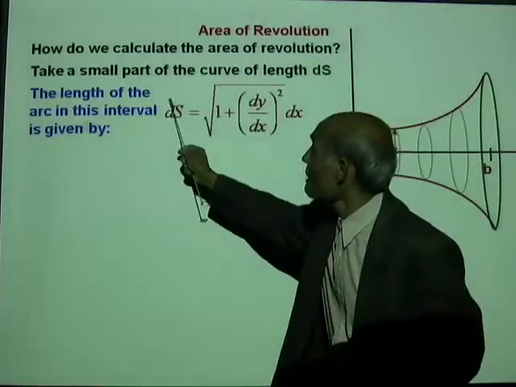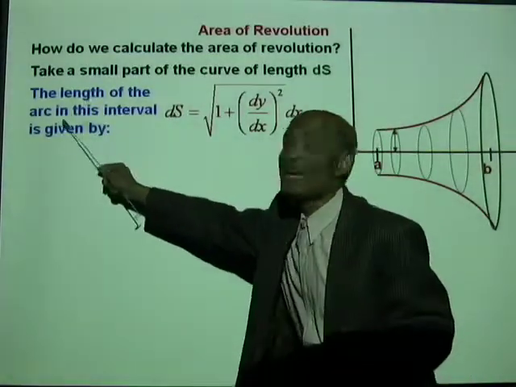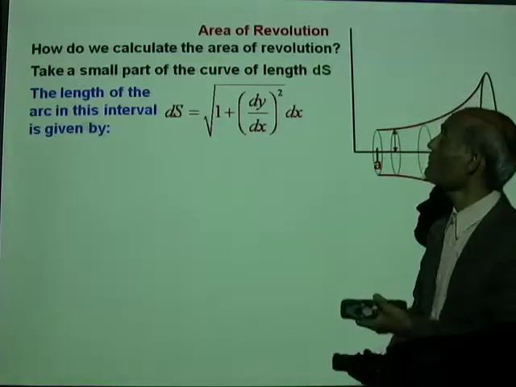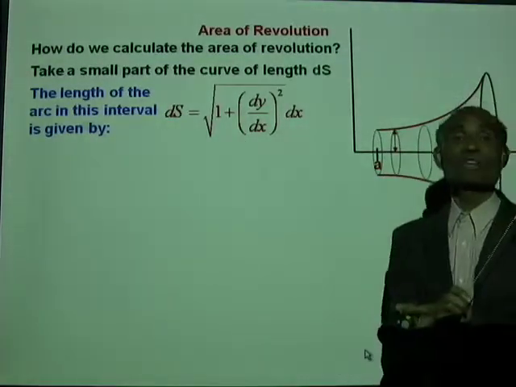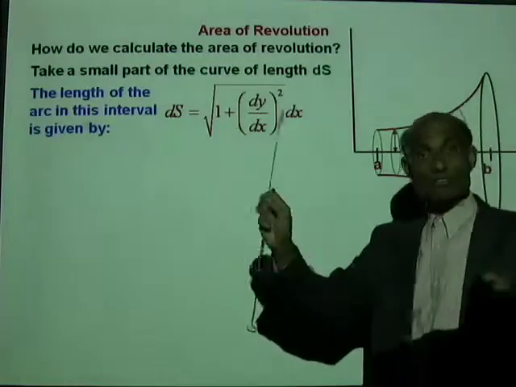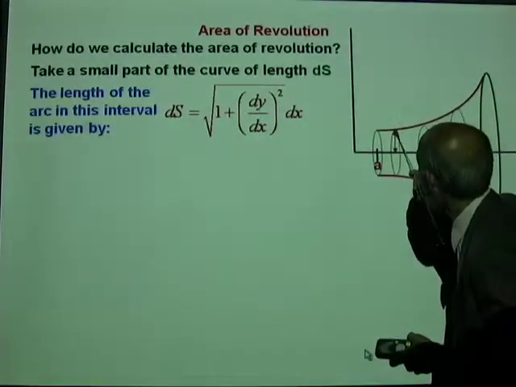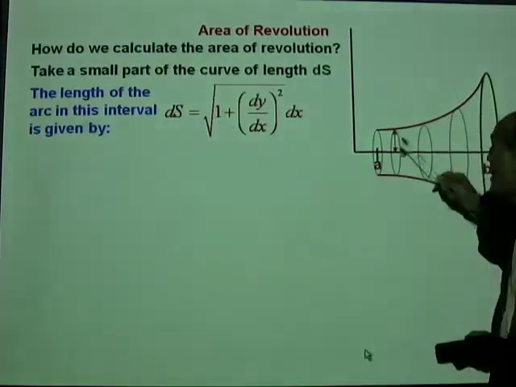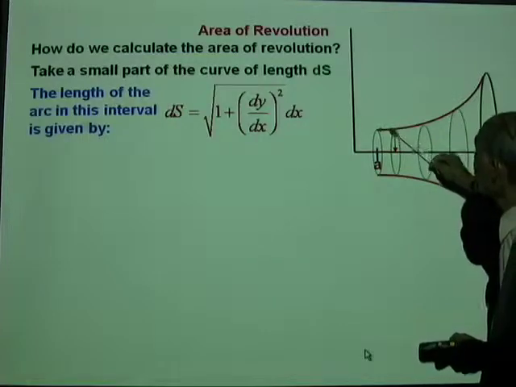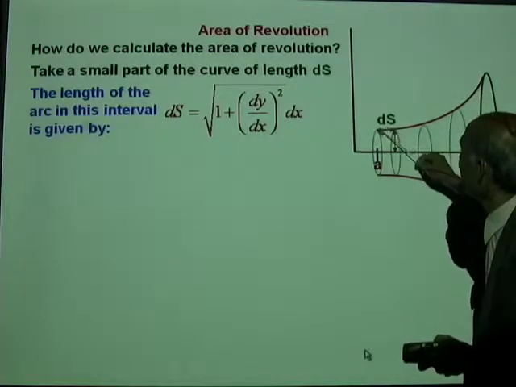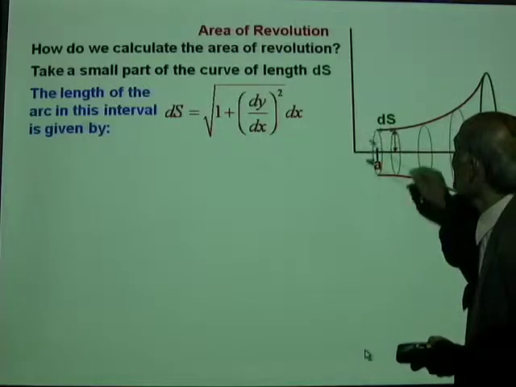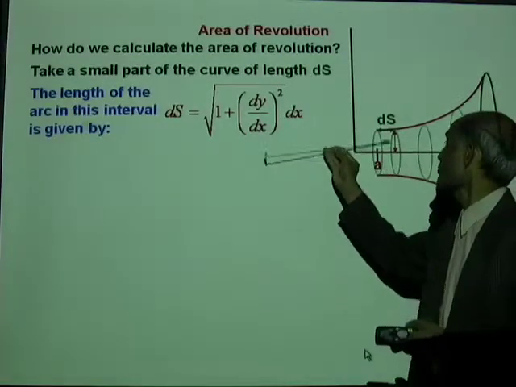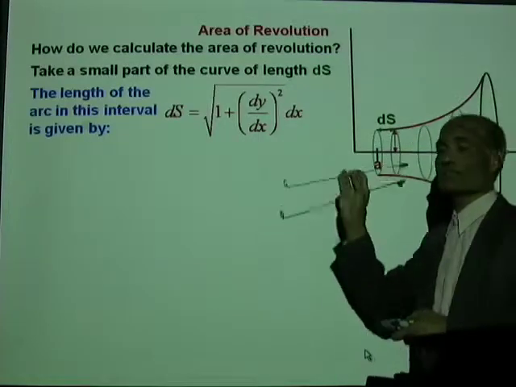And the length of such a small arc is given by ds equal to square root of 1 plus dy by dx all squared dx. That is the length of the arc. So if you take a small length of the arc ds, that will be its length. And if you revolve such, suppose this is the ds. This is the ds, which is very small. Tell me, if you revolve this about the x-axis, what are you actually generating?